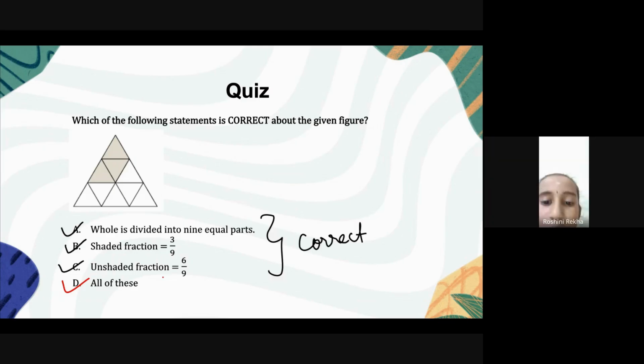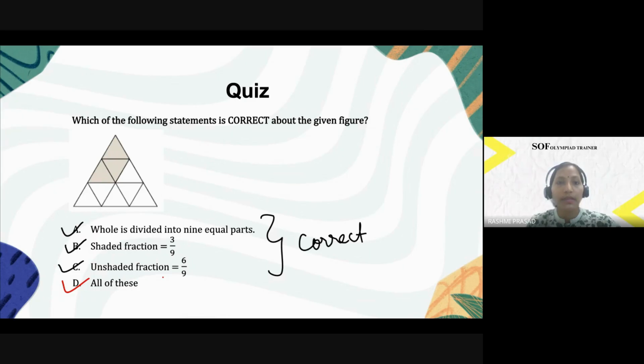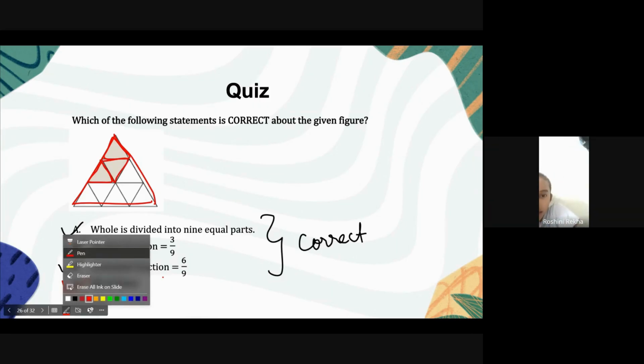Ma'am, I cannot understand how the whole is divided into 9 equal parts. Okay, can you tell me this whole triangle is divided into how many parts? How many equal parts? Just count it. This is 1, then this is 2, 3. No, no, not 3.